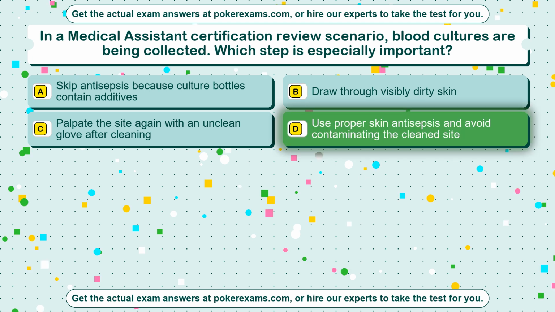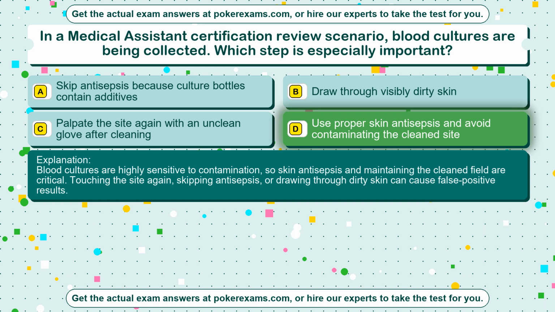The correct answer is option D, use proper skin antisepsis and avoid contaminating the cleaned site. Blood cultures are highly sensitive to contamination, so skin antisepsis and maintaining the cleaned field are critical. Touching the site again, skipping antisepsis, or drawing through dirty skin can cause false positive results.